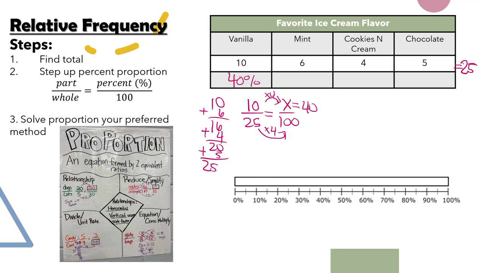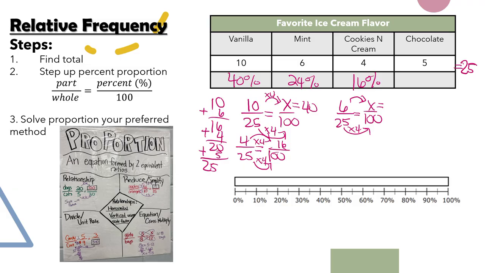6 over 25 is equal to x over 100. 25 times 4, so 6 times 4 gives me 24%. Let's keep going. 4 over 25. 4 times 4 is 16%. And by now you should be able to see the pattern. We're just basically multiplying by 4.